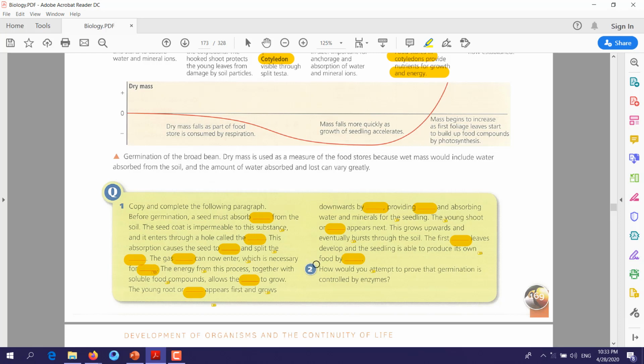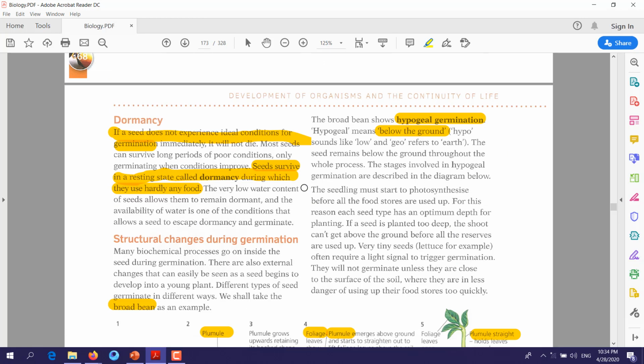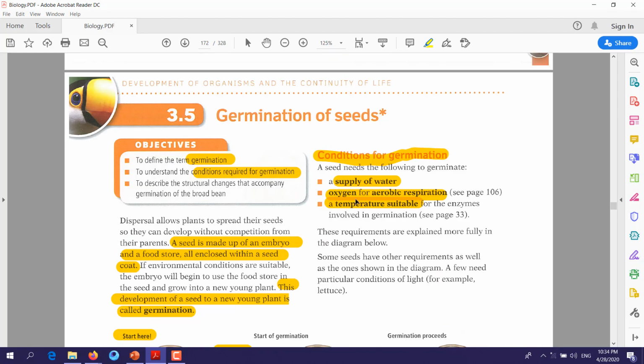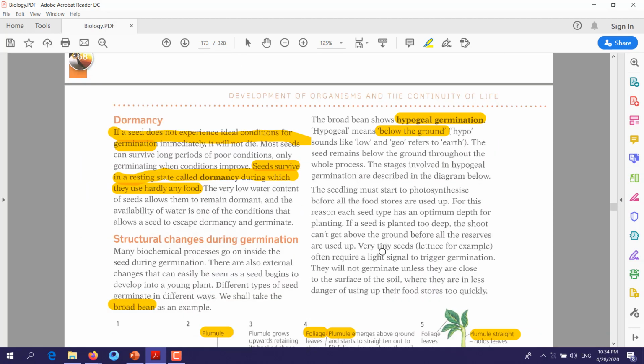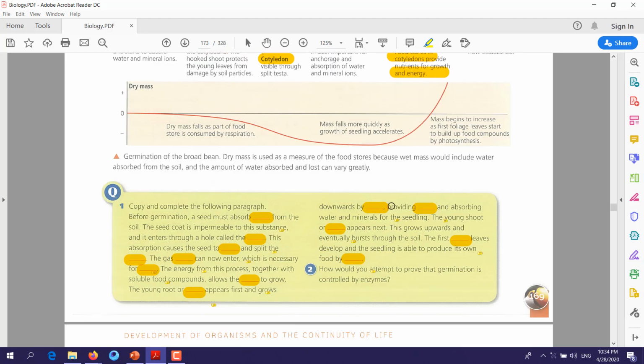Question number 2. How would you attempt to prove that germination is controlled by enzymes? The evidence that shows the germination of seed is controlled by enzymes is the suitable temperature. We said a seed to germinate needs a suitable temperature. Why? Because this suitable temperature affects the activity of the enzyme. It makes the enzymes inside the seed be active.